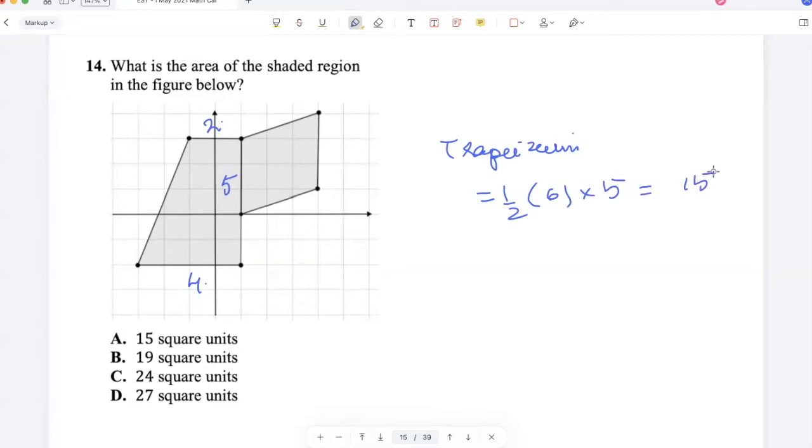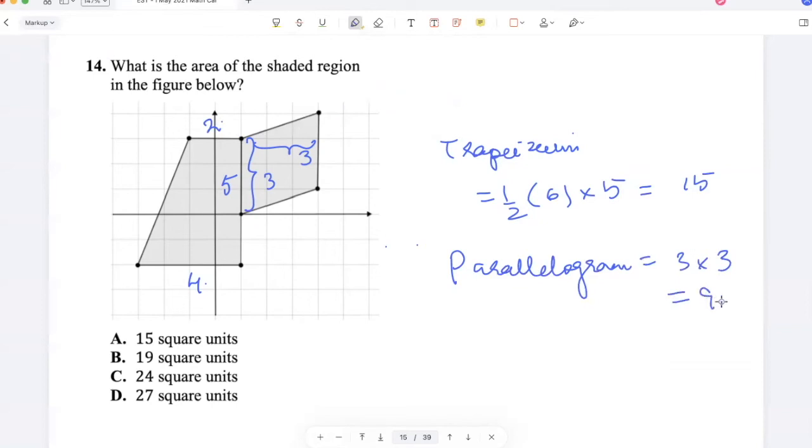So that's 15. Okay, the other figure is a parallelogram whose base is 3 and whose height is also 3. So the area of the parallelogram would be base into height, 3 into 3, which is 9. So the total sum of the figures is 24.